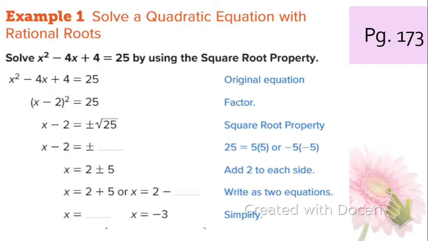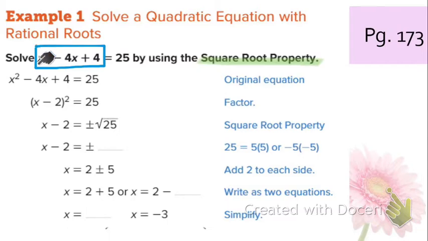Okay, so let's look at example 1. We're going to walk through how they did this. They solved it using the square root property. For the square root property of solving an equation, we have to do some factoring. Looking at this example, they factored the left side down.